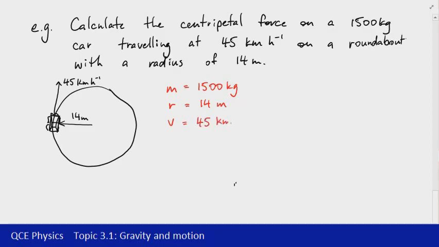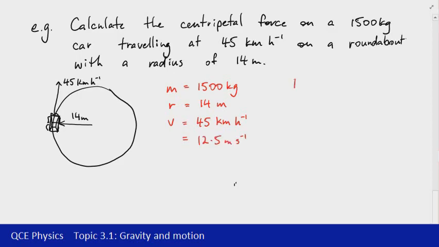Now hopefully you've identified straight away that that needs to be converted to meters per second, and in order to do that you divide by 3.6, so go through the conversion of kilometres to metres and hours to seconds, and you'd find that that ends up being 12.5 metres per second.